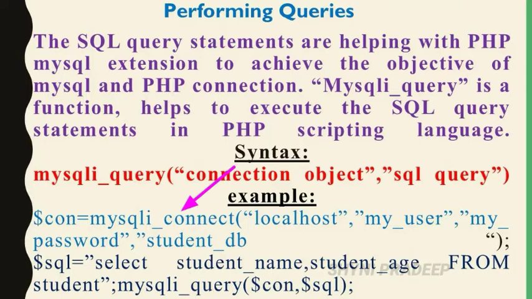See this example, 2 lines of code are given here. The first line is for creating a connection with the database server, where localhost is the server name, my user is the username, my password is the password, and student DB is the database. The next code is for performing the query. SQL is equal to select student name, student age from student, MySQLi query, connection, SQL. Here the connection is the connection object, and the select statement is the SQL query.